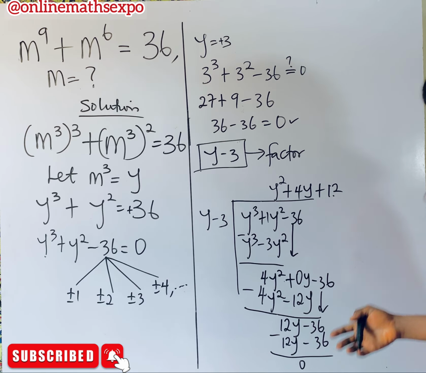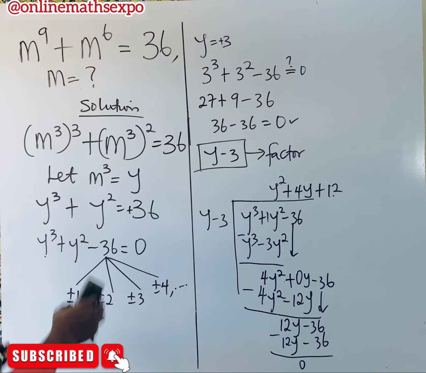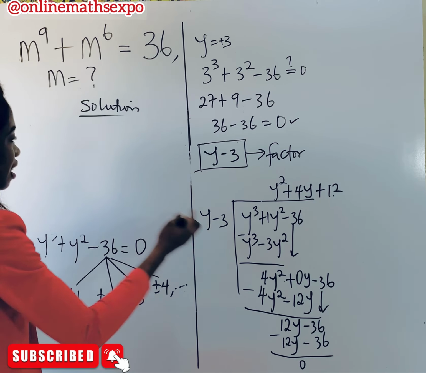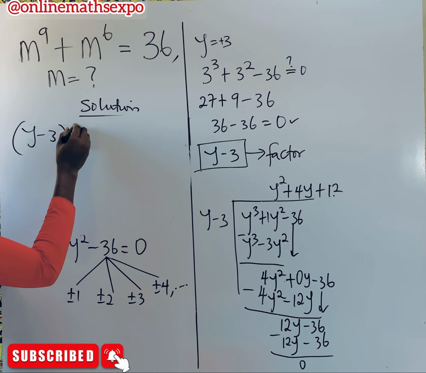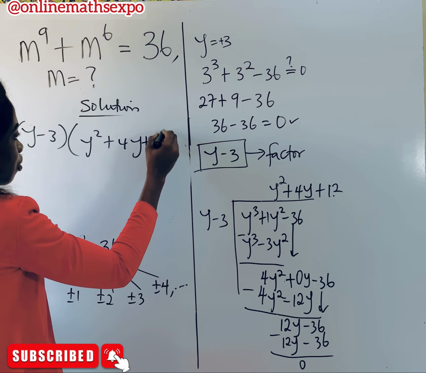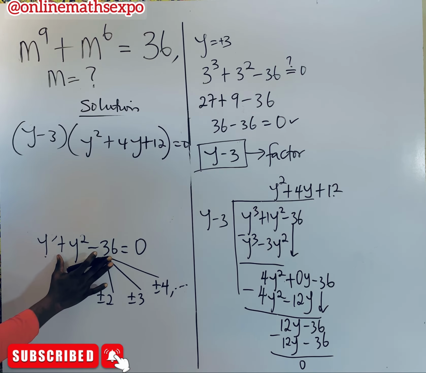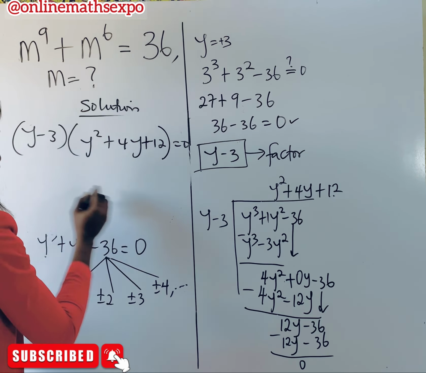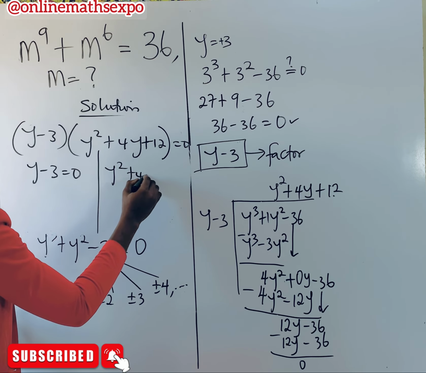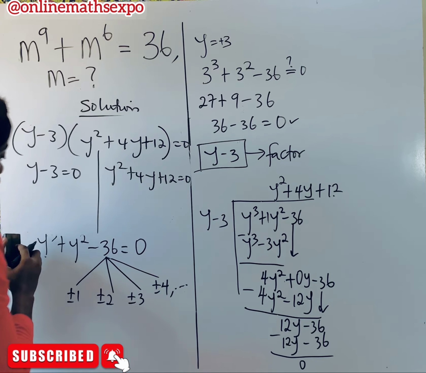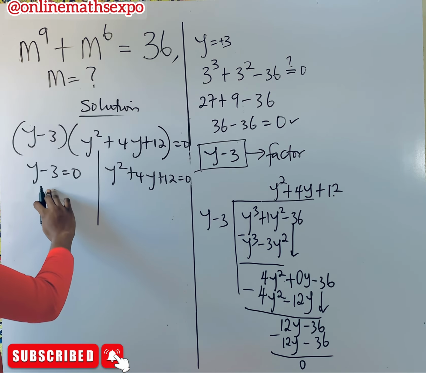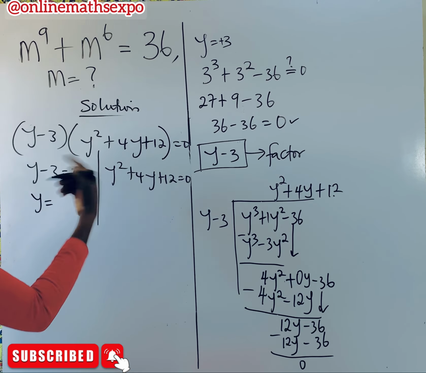Now that you've gotten this, what does it mean? It simply means that this equation here is the same as y minus 3 and the quotient y squared plus 4y plus 12 is equal to 0. You see? So what do you do? If these two are equal to 0, it means y minus 3 is 0, or y squared plus 4y plus 12 is equal to 0. So in that case, let's get the value of y. For here, you are going to add 3 to both sides. So if you add 3 here, it becomes 0.